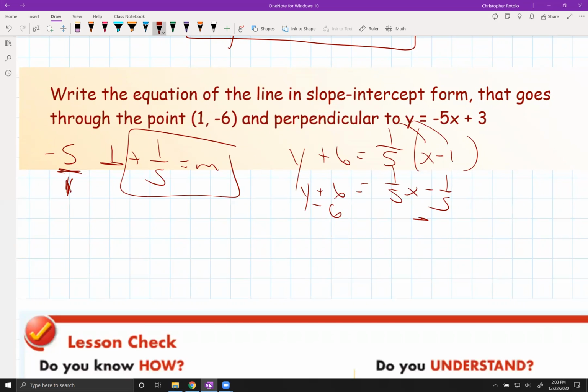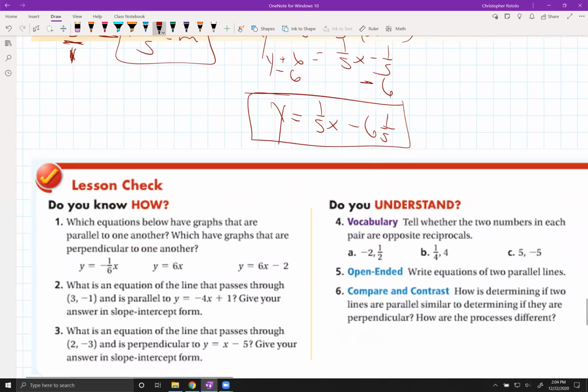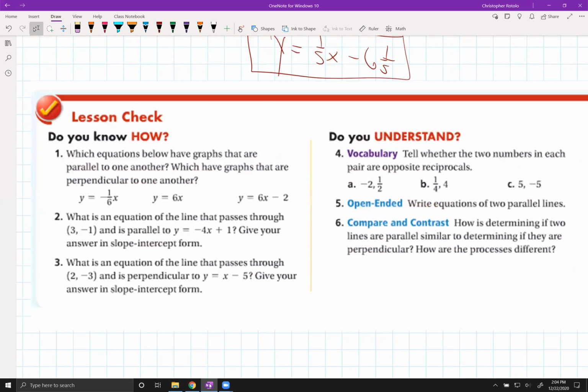Get rid of that 6. Y likes to be by itself. All right, -6 and 1/5. All right, they're both negative, right? If you go to calculator, 1/5 is what, 0.2, something like that. So we can deal with it that way. All right, so we should be able to answer pretty much all these questions.